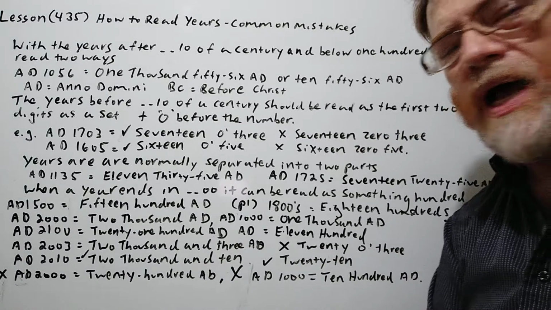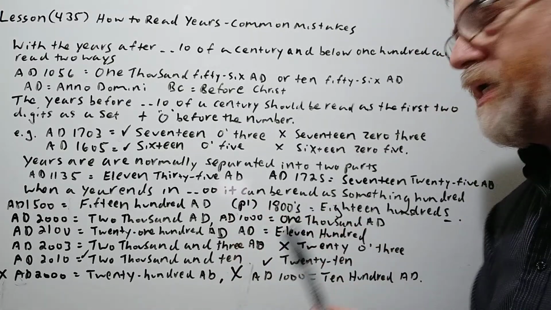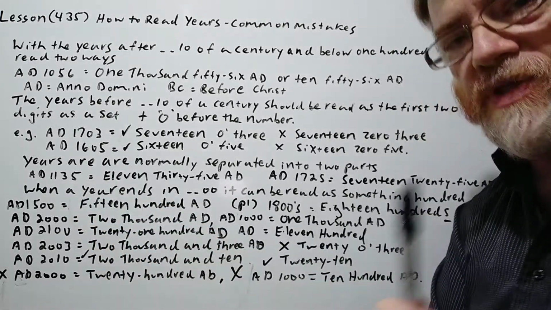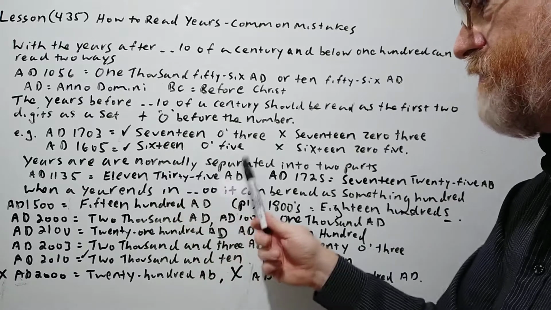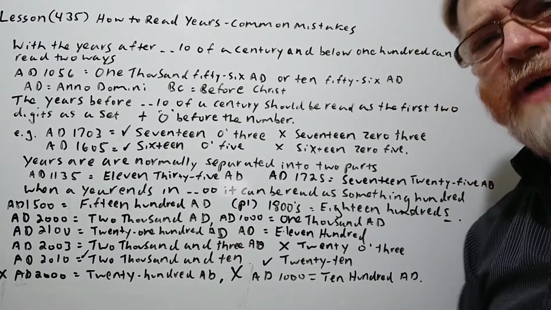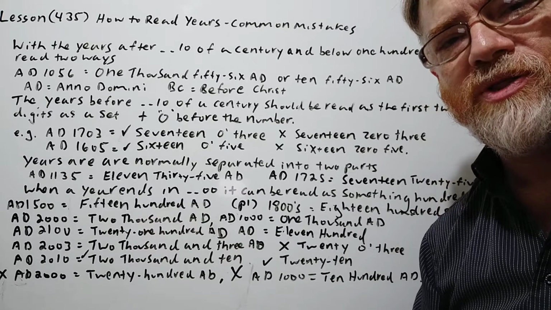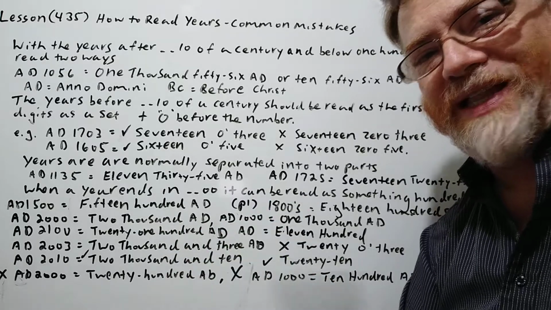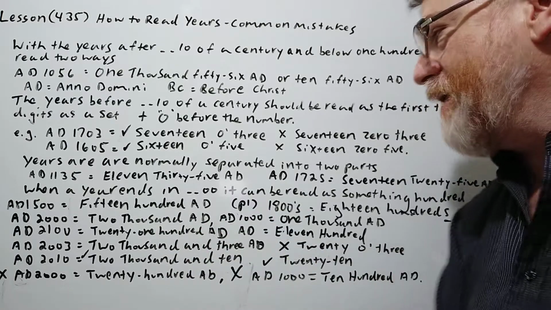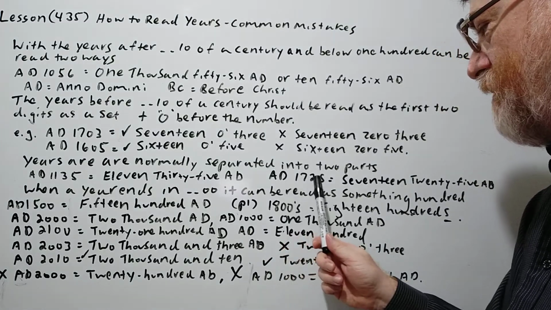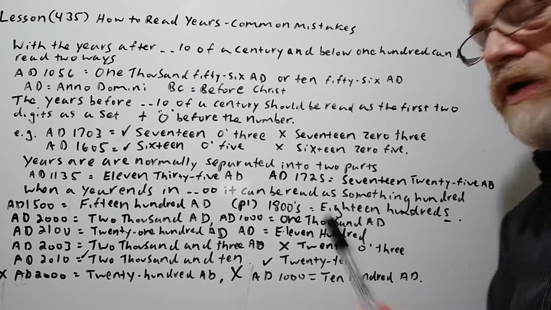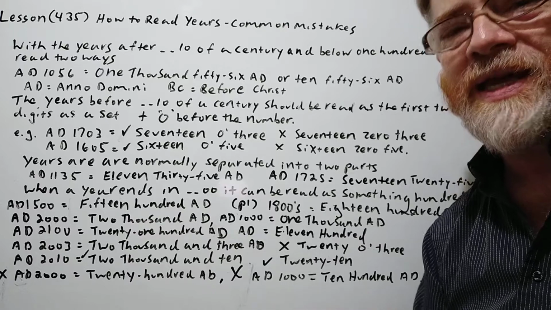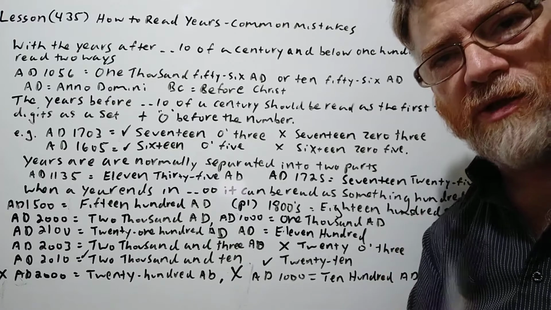Okay, let's continue. Years are normally separated into two parts. Where you see AD 1135, this should be read as eleven thirty-five AD. Is it possible to read it as one thousand one hundred thirty-five AD? Yeah, but most people don't. Most people read it the first way. The other way sounds really long, and in most cases, it's not read that way. AD 1725 should be read as seventeen twenty-five AD. Same thing. Could you say the year one thousand seven hundred twenty-five AD? You could, but most people don't. It's a bit long. It's not entirely wrong.